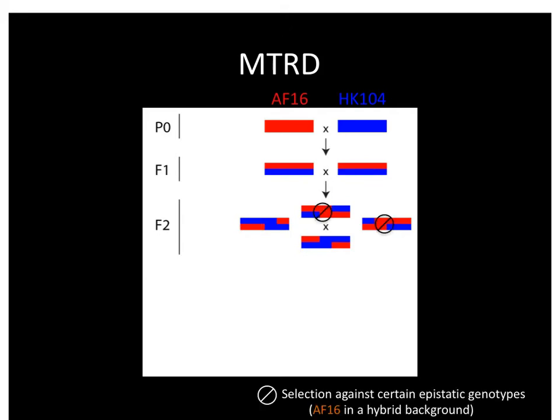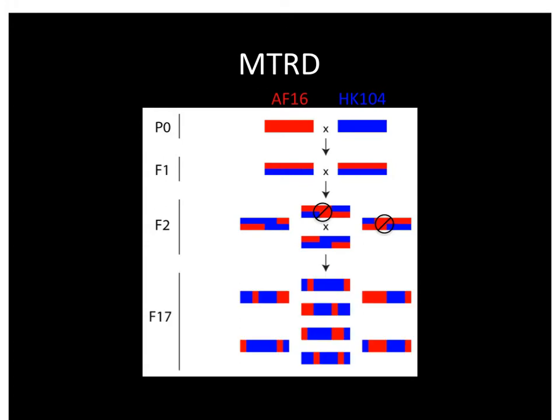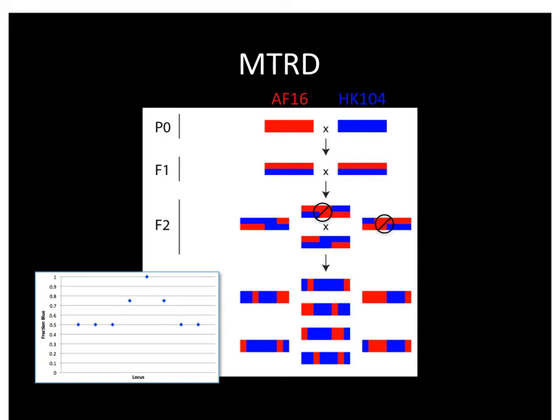If that is an unfit combination of genotypes, homozygous red versus, say, heterozygous over here, or on a separate chromosome, then when we get the ultimate F17 generation recombinant inbred lines, there will be underrepresentation of red alleles in the middles of these chromosomes, and it can be plotted as marker transmission ratio distortion, where we have a plot of the fraction of all of these lines, strains, containing the blue allele, or HK104.